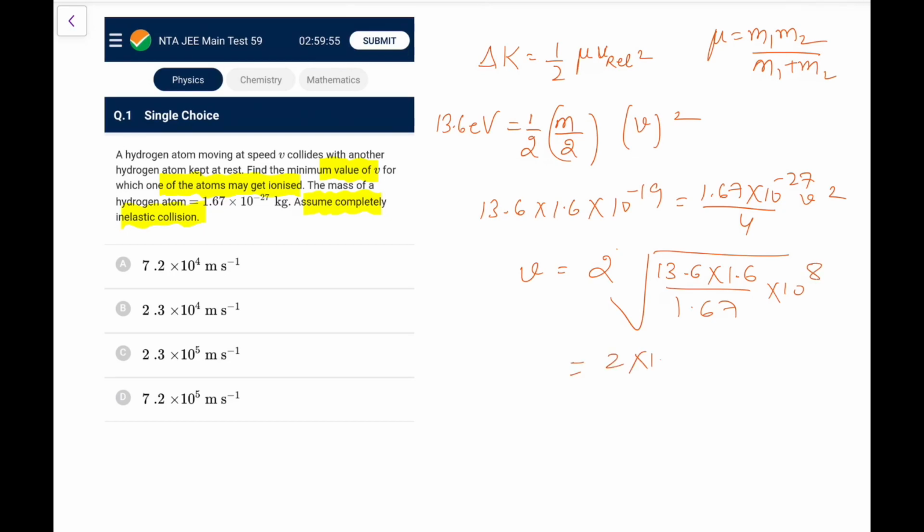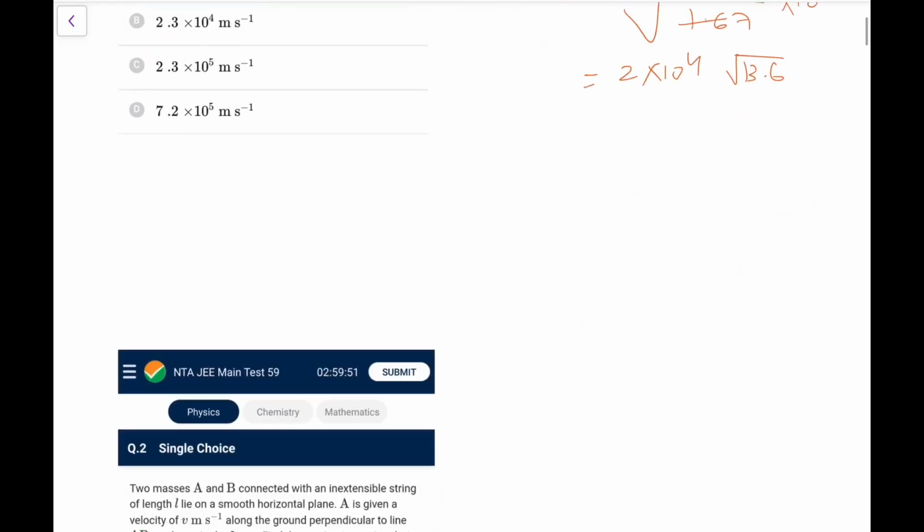So 2 into 10 to the power 4 I take common. This almost gets cancelled. Root of 13.6 would be between 3 and 4, so this would be between 6 and 8, and the power is 10 to the power 4. Go for option A. Go ahead.